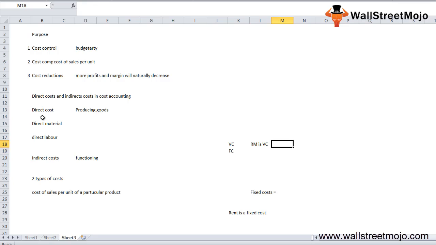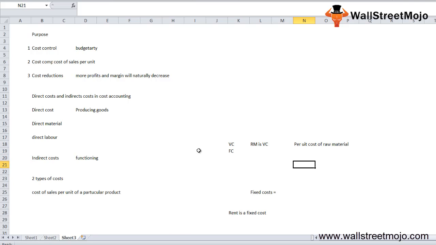The total cost of the raw material changes if the production increases or decreases, but the per unit cost of raw material will remain the same even if the production increases or decreases.